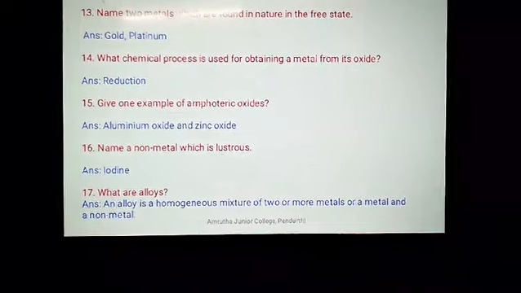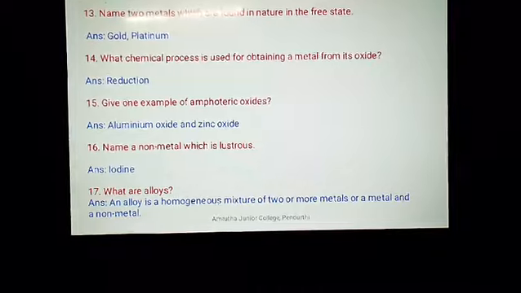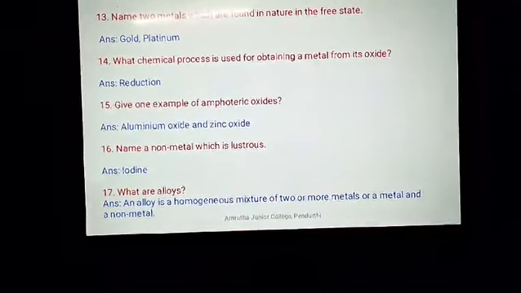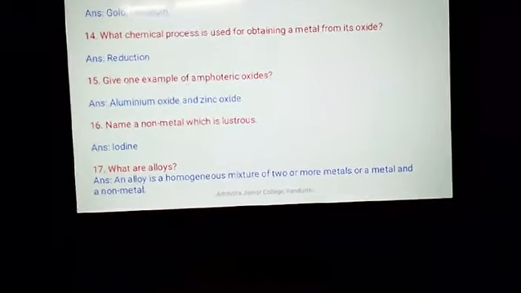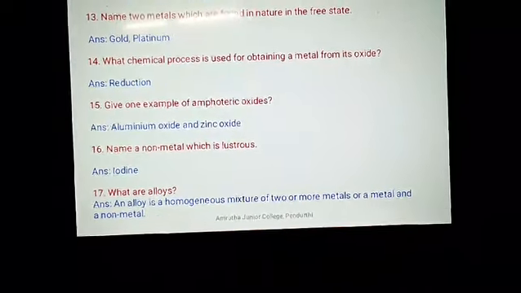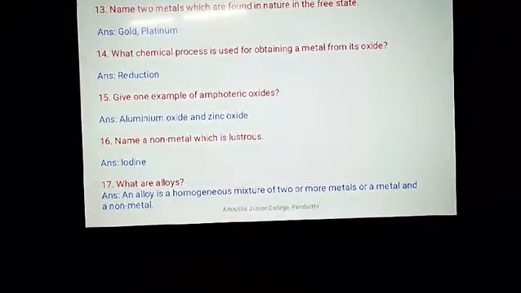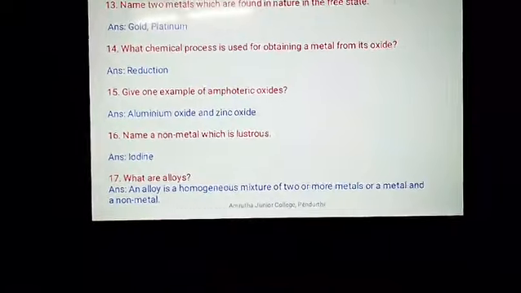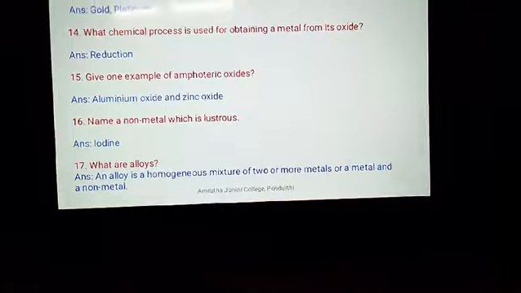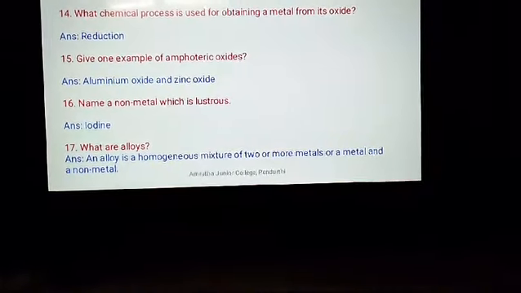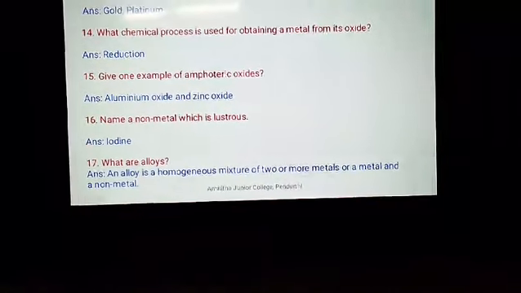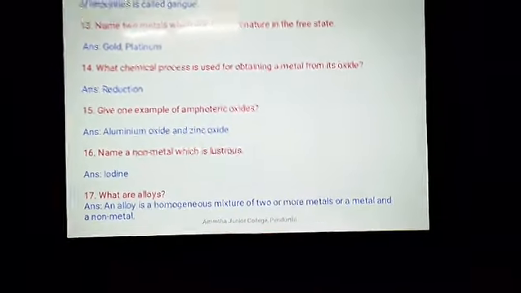Give an example of an amphoteric oxide. Amphoteric oxide means it reacts with both acid and base. Examples are aluminum oxide and zinc oxide. Name a non-metal which is lustrous. Lustrous means shiny. The one and only non-metal which is lustrous is iodine. And what are alloys? An alloy is a homogeneous mixture of two or more metals, or a metal and a non-metal. That is called an alloy.